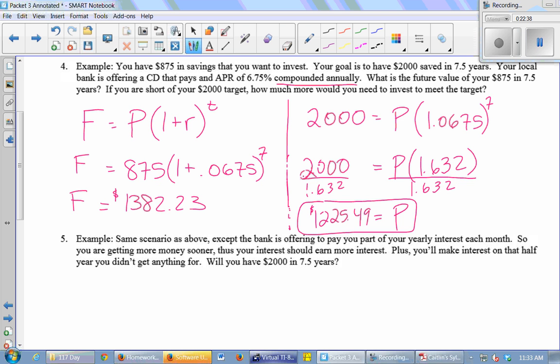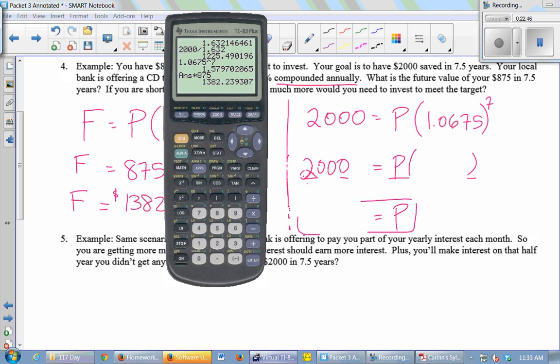So then this guy is going to be different. So 1.2 to the 7th, so that's 1.58 if I round it. Divide both sides by 1.58. I get $12.66 is how much I have to invest.